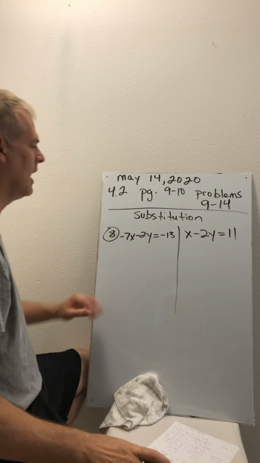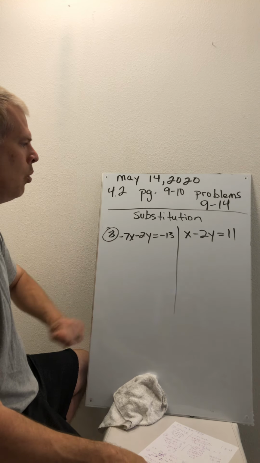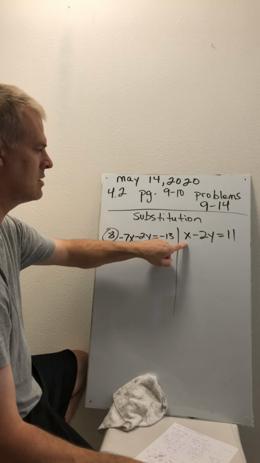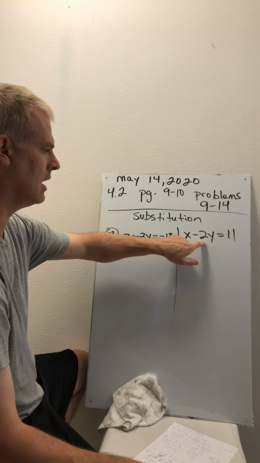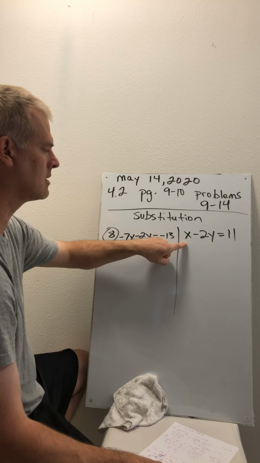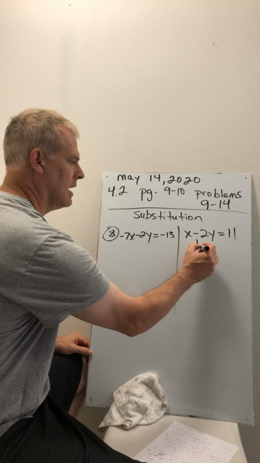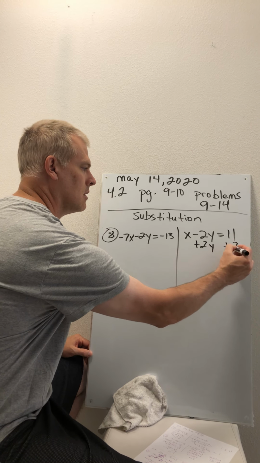So again, I'm looking for the variable that has a 1 in front of it. This does not, this does not, this one does, this one does not. So I'm going to solve for x. Solving for x means that I need to move the 2y to the other side. So add 2y to both sides.